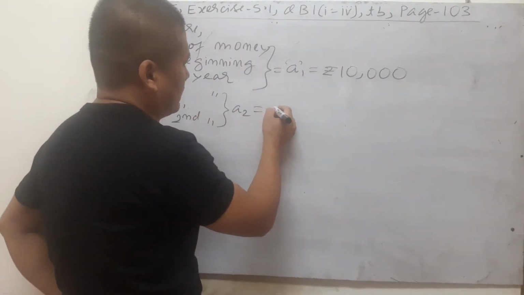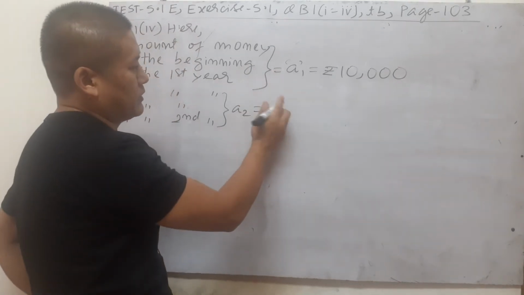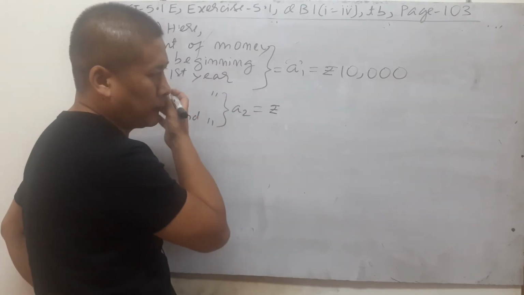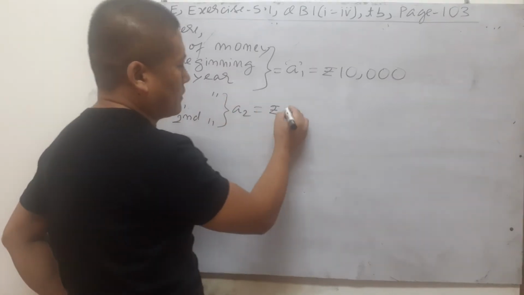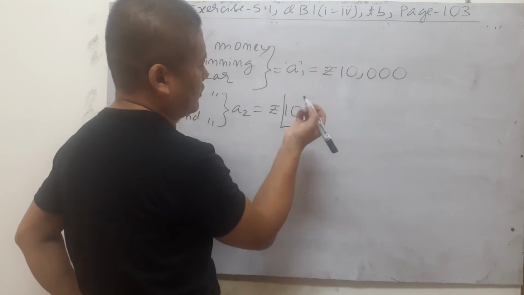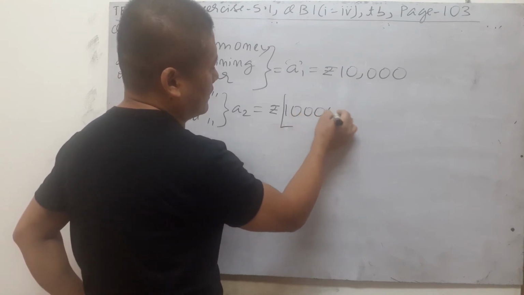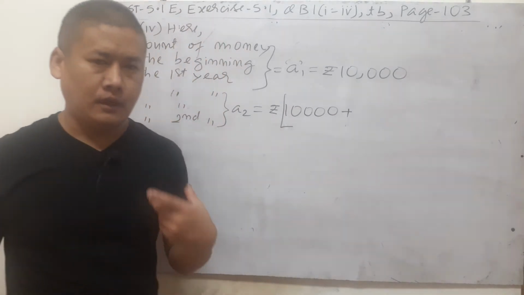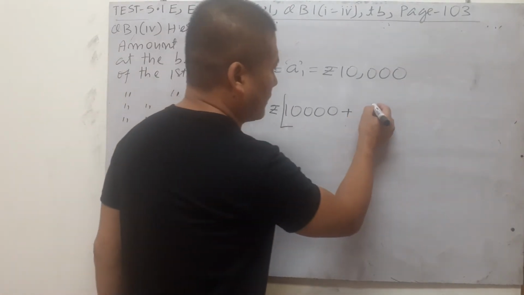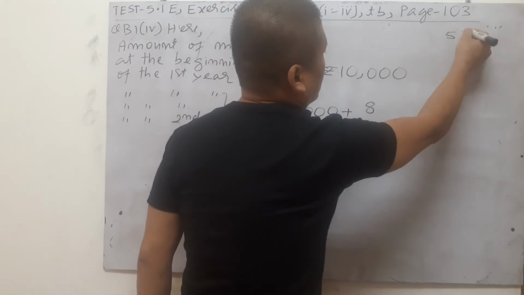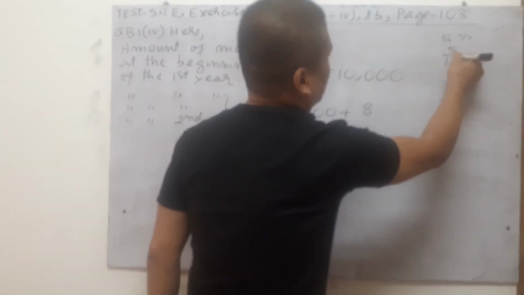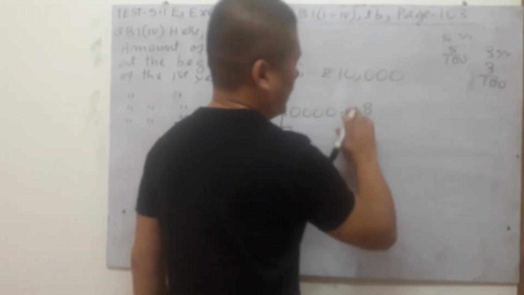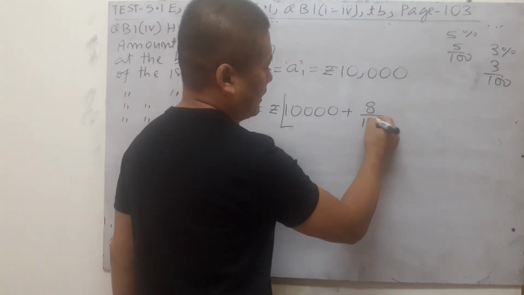Is equal to, listen to this, compound interest means this. Whatever is the principal at the beginning of the first year, you write down rupees 10,000. 10,000 was there in the beginning, plus interest. The interest is 8% per annum, the question says so. 5% means if you remove the percent sign, 5 by 100. 3% means 3 by 100. So 8% means 8 divided by 100.